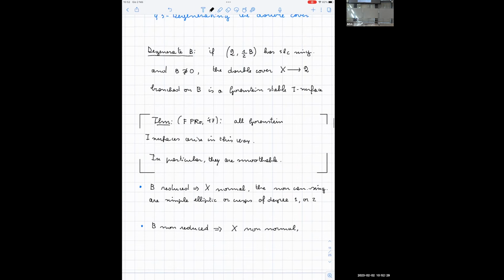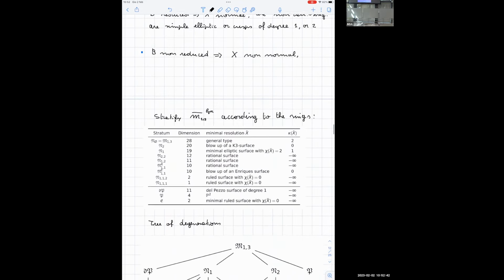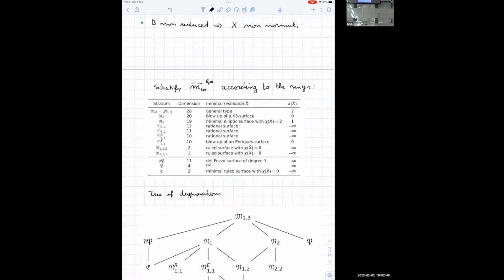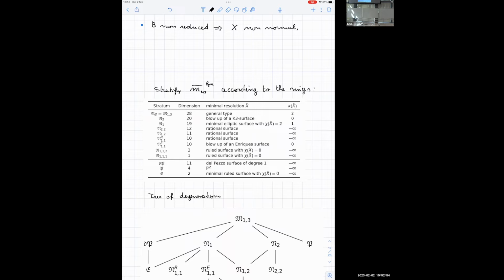So as long as the branch locus is reduced, you have normal examples. And if you let the branch locus become non-reduced, then you get non-normal surfaces. And I have here a beautiful table that I copied, because I'm not good at making tables, where we stratify the open set of Gorenstein surfaces according to the type of singularities.